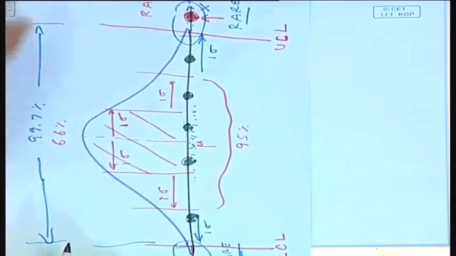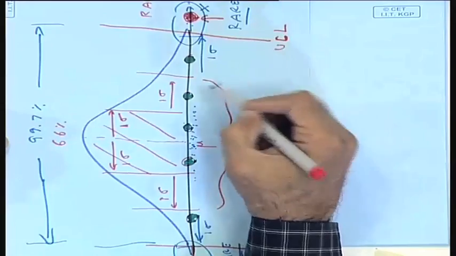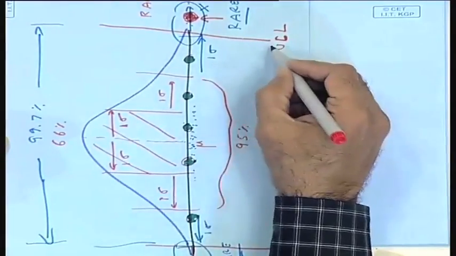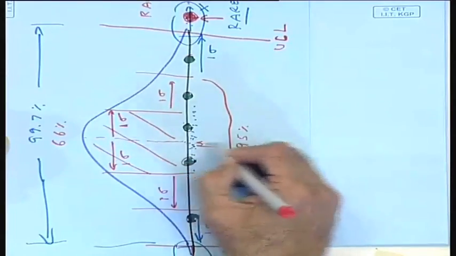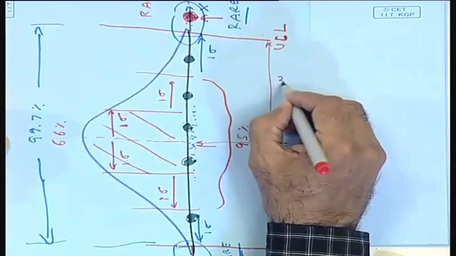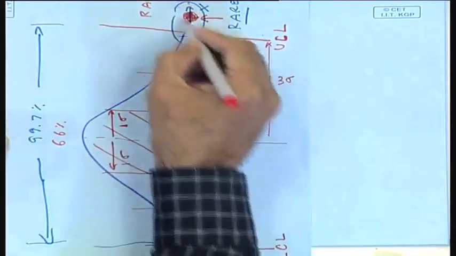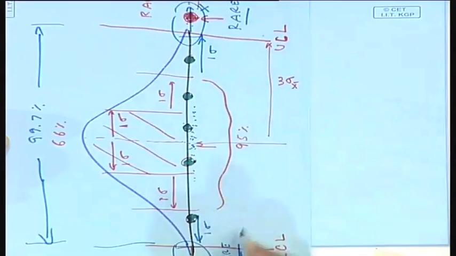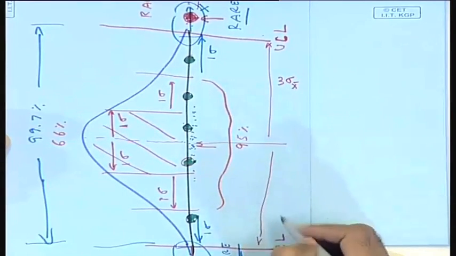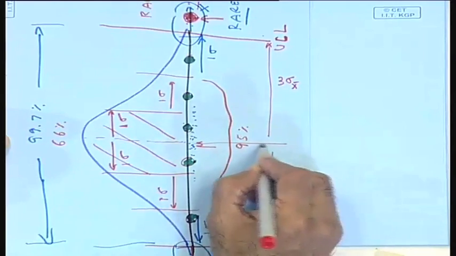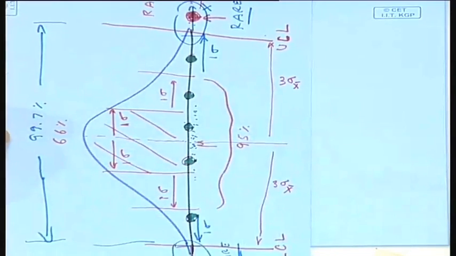Now just remember one thing, I drew the upper control limit 3 sigma away from the midpoint. So from midpoint to this point, it's 3 sigma. And because this is x bar, it will be 3 sigma x bar. And the same thing goes this way. The lower control limit is also 3 sigma x bar below the midpoint. This is the midpoint. Midpoint is the middle point there.